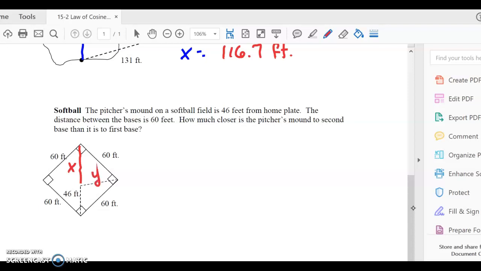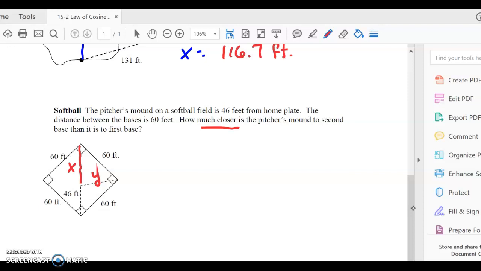Now, if you'd like a challenge, go ahead and pause the video and see if you can figure it out. I gave you a hint about how much closer the pitcher's mound is to second base, so that should drive your thinking. But go ahead and pause the video if you want a challenge. If not, continue to let it roll. I'm going to show you how to do it.